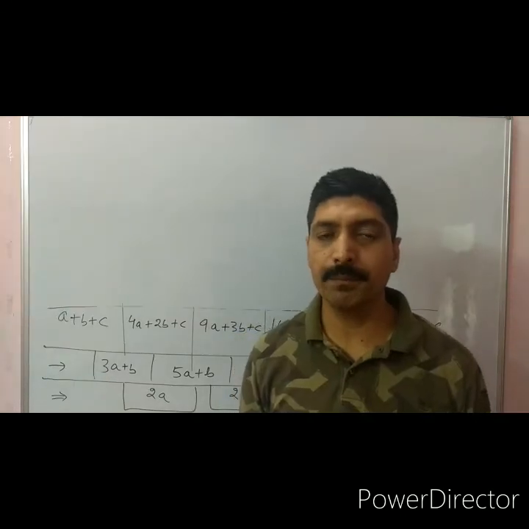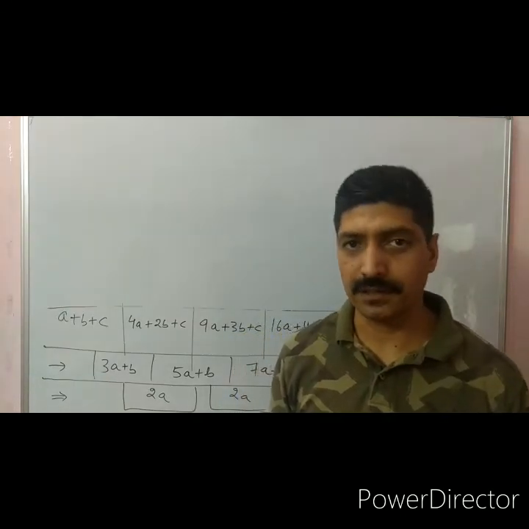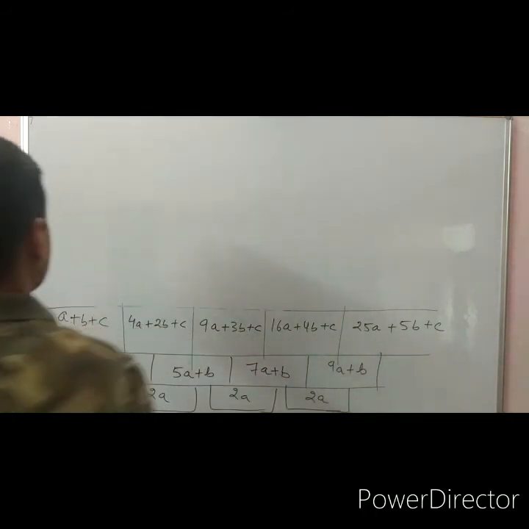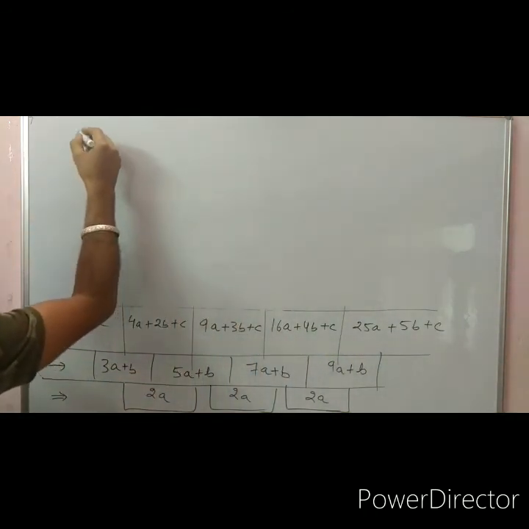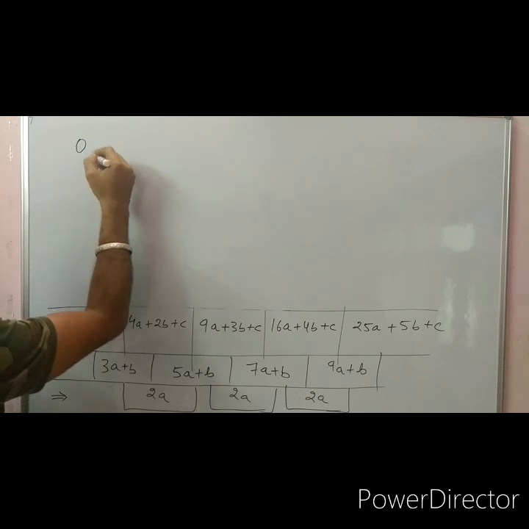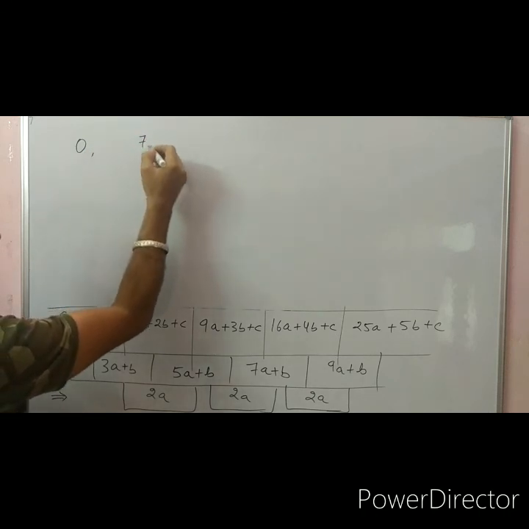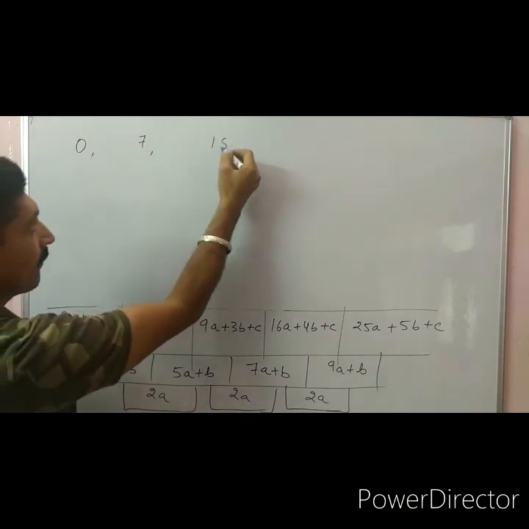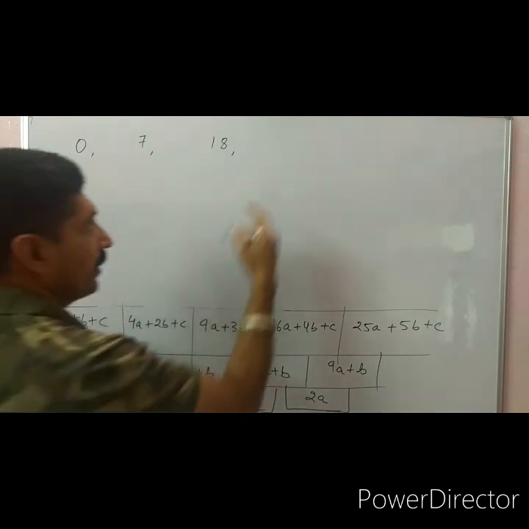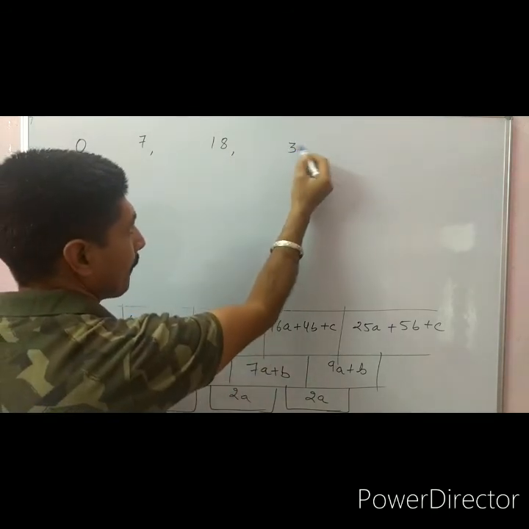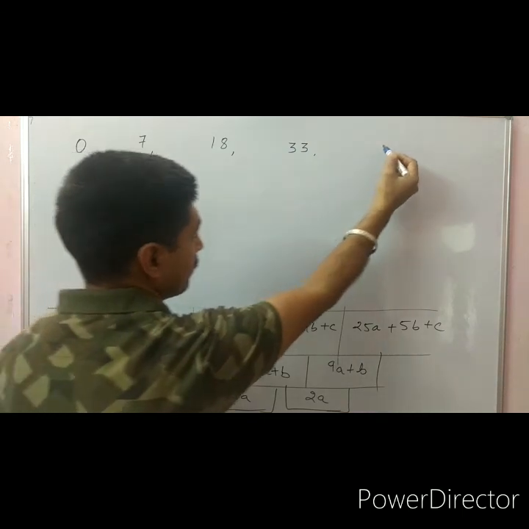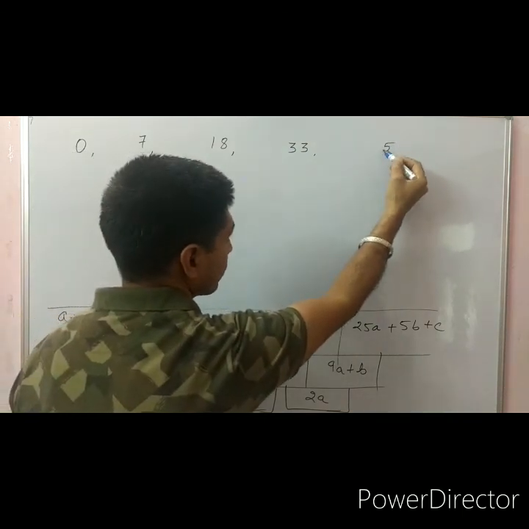Let's take one example of a complex sequence. The first terms of the sequence are 0, 7, 18, 33 and 52.